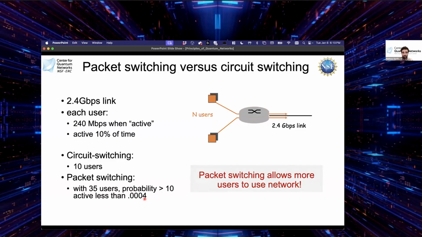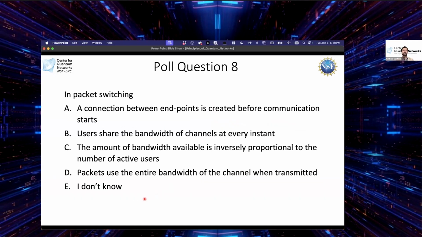Okay, so now let's go over a quick poll question here. Poll question 8. In packet switching, A, a connection between endpoints is created before the communication starts. B, users share the bandwidth of channels at every instant. C, the amount of bandwidth available is inversely proportional to the number of active users. Or D, packets use the entire bandwidth of the channel when transmitted. So let's take some time and then see what the correct answer is.